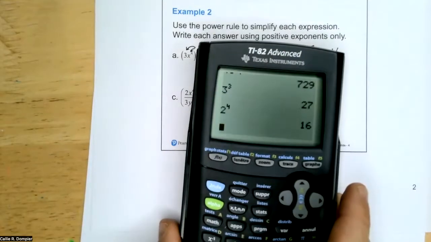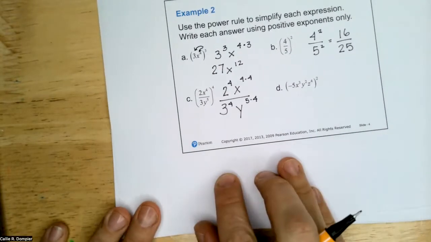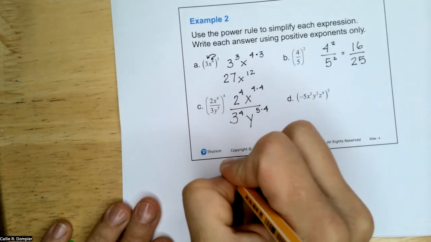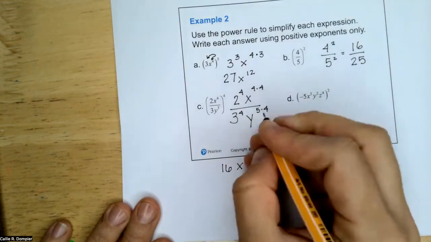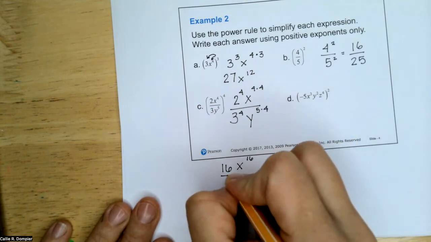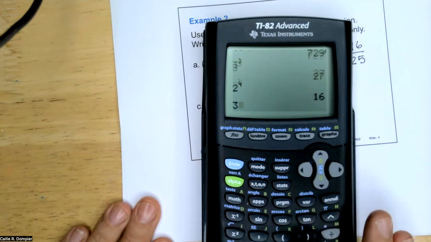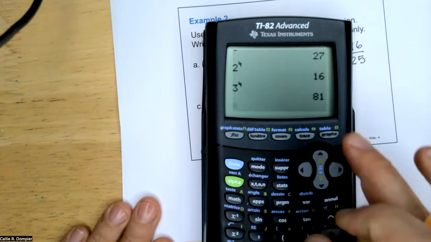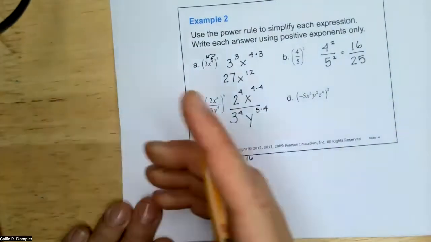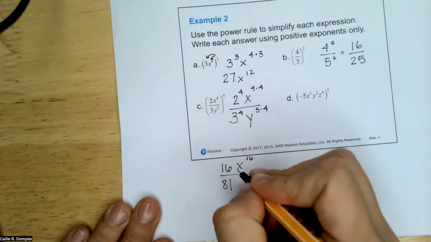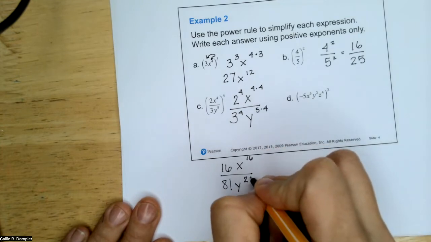2 to the 4th is 16. I'll probably just go down here. So 2 to the 4th becomes 16. x to the 4 times 4 is x to the 16th. 3 to the 4th, you can put that in your calculator. 81, because 3 to the 3rd was 27, 27 times 3 is 81. So 3 to the 4th is 81. And then we have y to the 5 times 4, so y to the 20th.